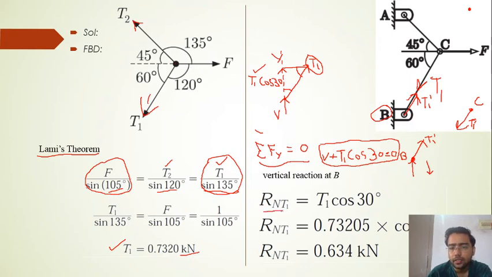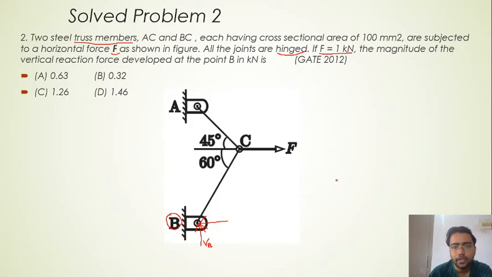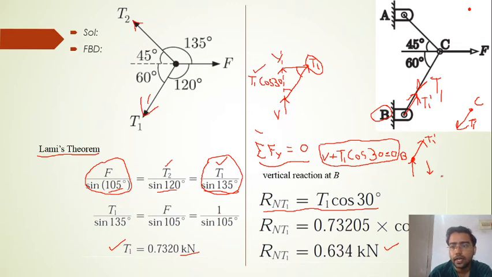So as you can see here, V is equal to T1 cos 30, that we already found. V is nothing but reaction at the point B, and then we just simply solved it. In the question they have not asked the direction, but we should know the direction. Direction is downward direction.